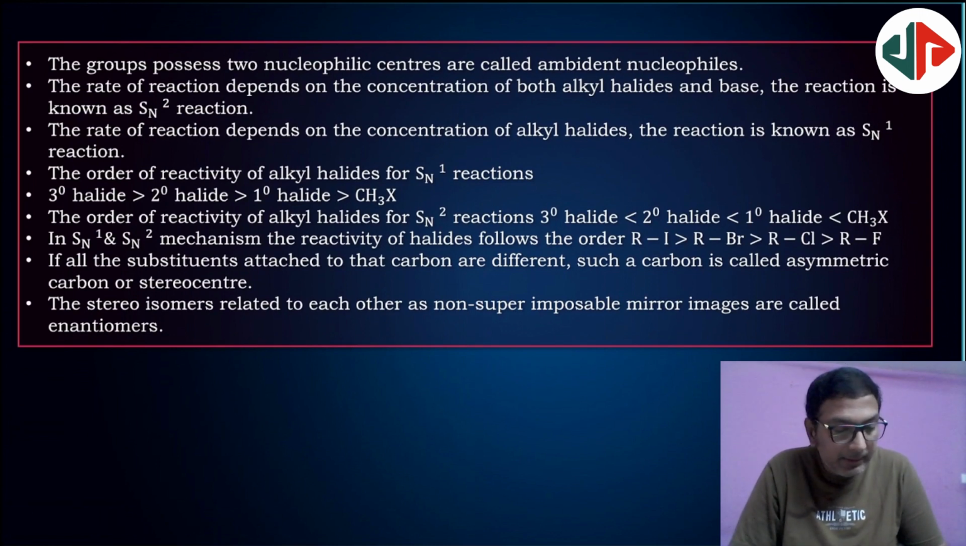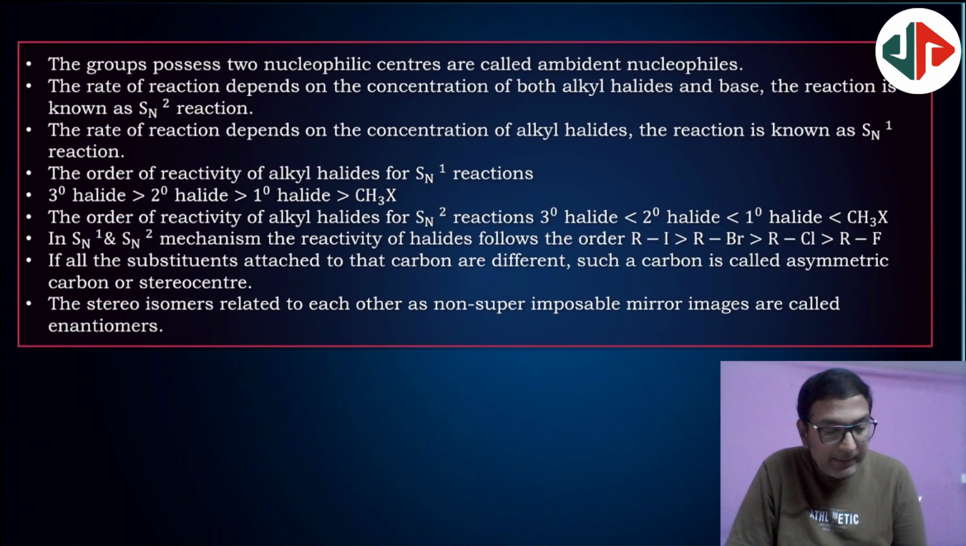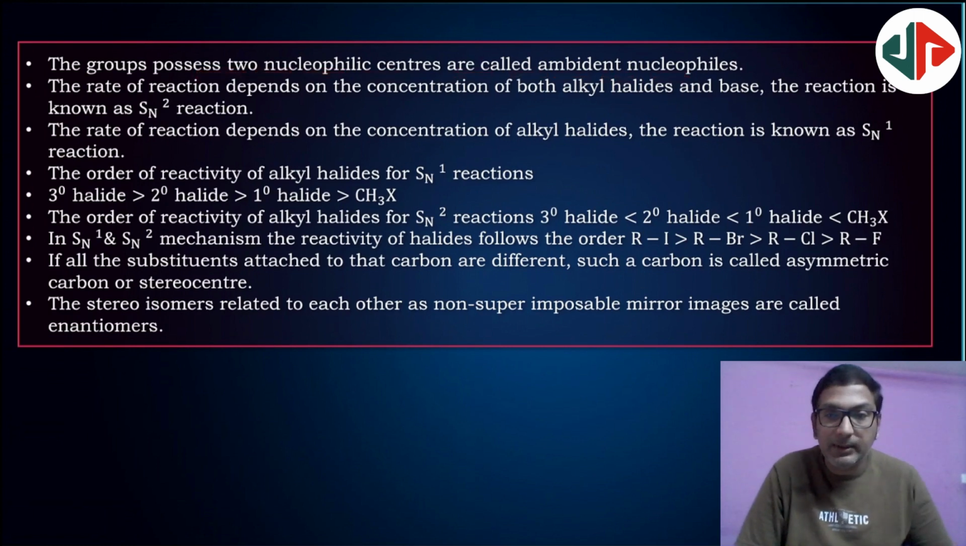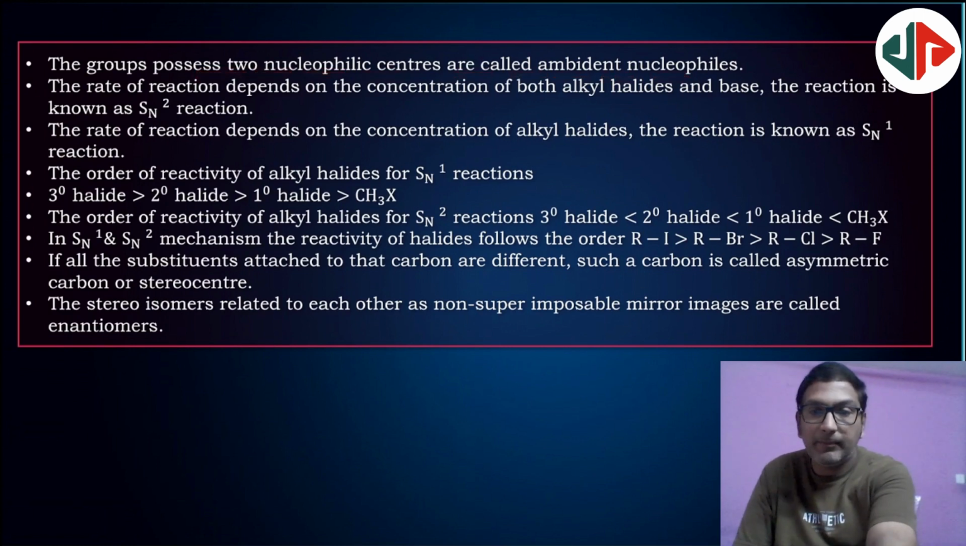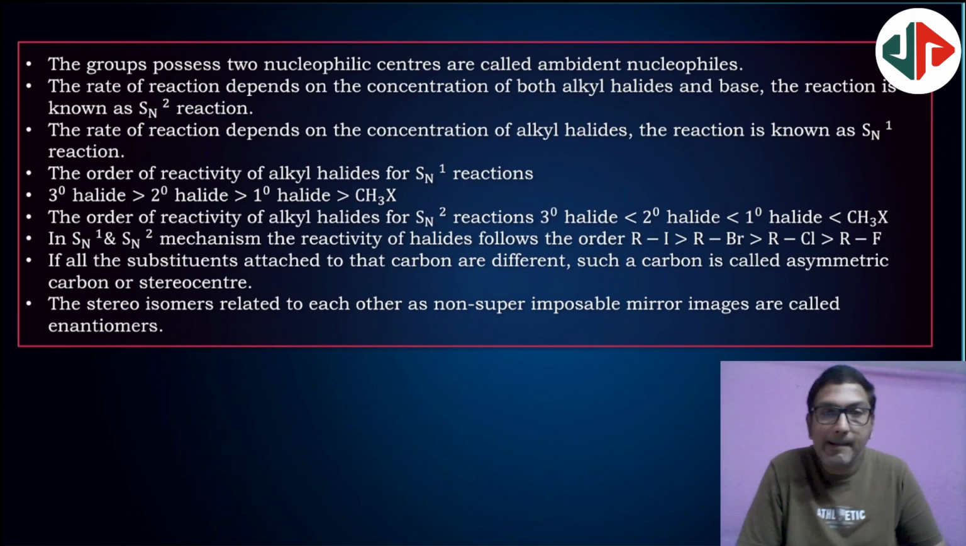The groups possessing two nucleophilic centers are known as ambident nucleophiles. That means CN minus, SCN minus, NO2 minus, like that.